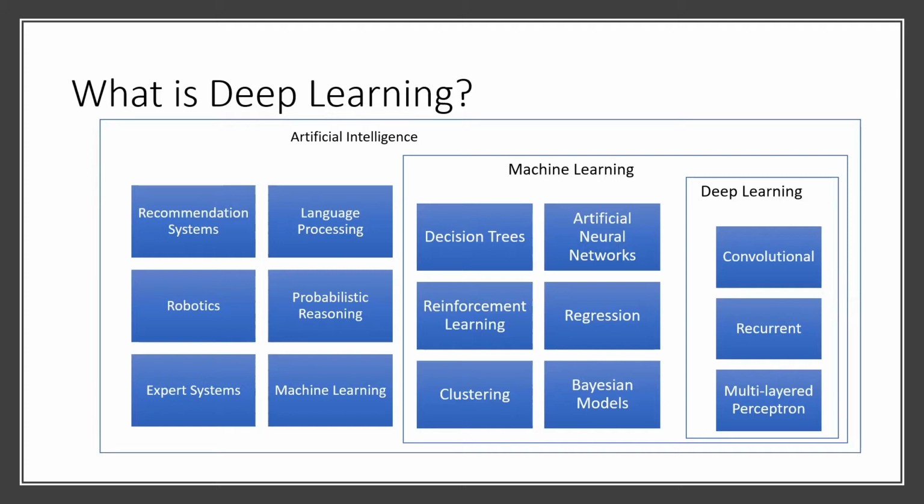Machine learning is a type of AI that uses learning to simulate intelligence. In this case, we have multiple machine learning techniques. We have decision trees, reinforcement learning, clustering, regression, the artificial neural networks, and Bayesian models. Deep learning falls within the artificial neural networks. That's what we're using, neural networks.